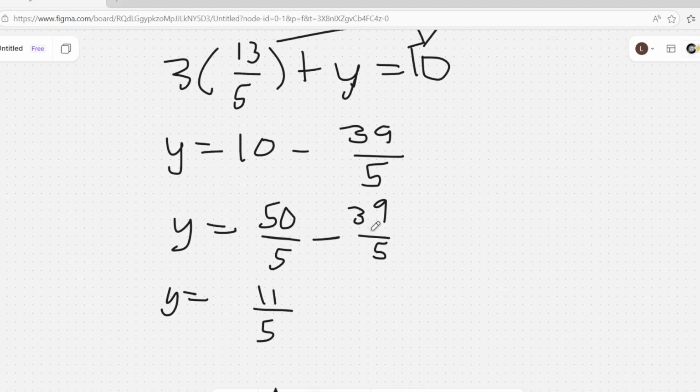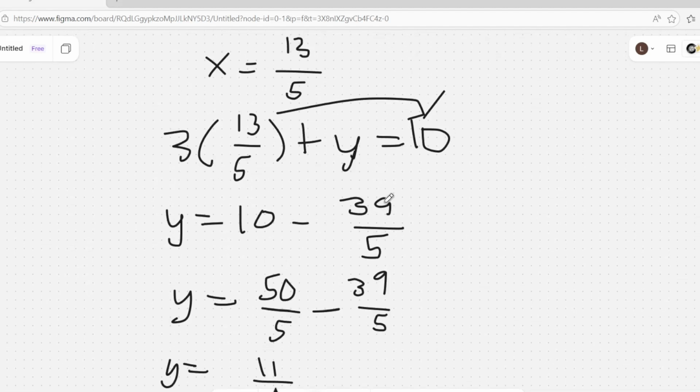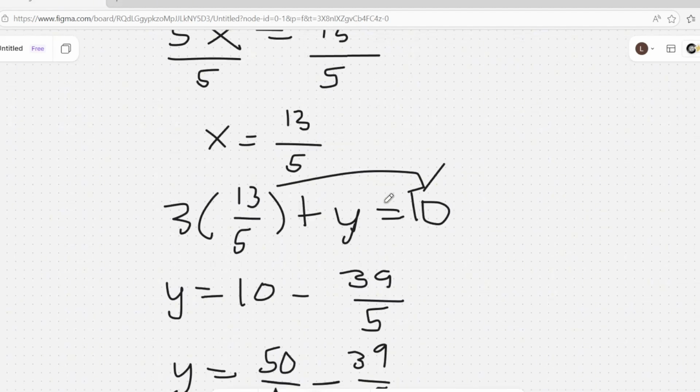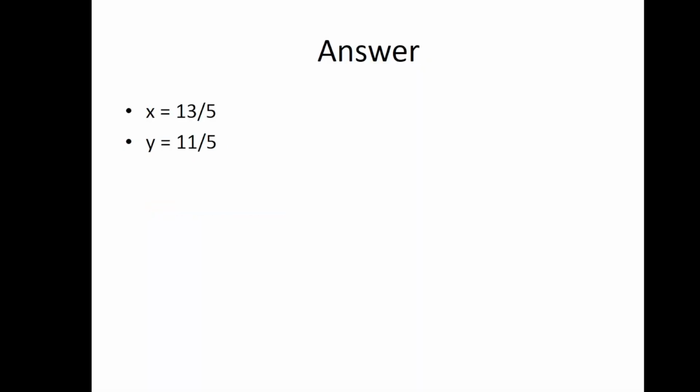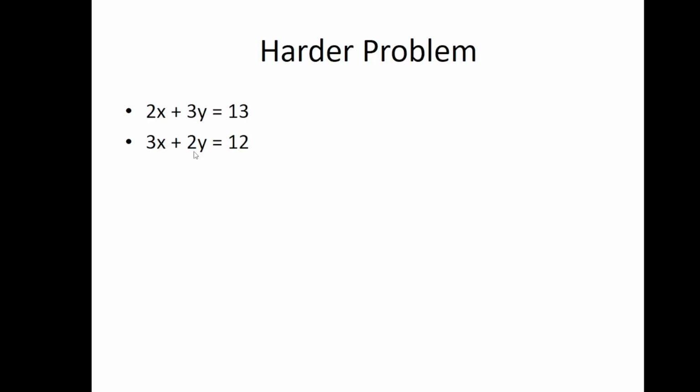And x is 13 over 5. Let's see if our answer is correct. Okay, 13 over 5 for x and y is 11 over 5. So now it's a harder problem. We can try to solve this.